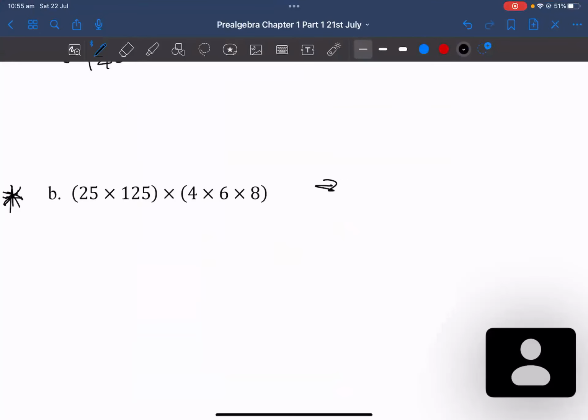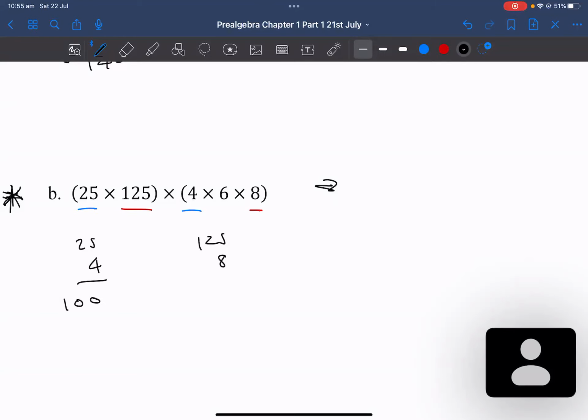So think of the pairs, right? For example, I'll pair 25 with 4. Maybe I'll pair 125 with either 6 or 8. I'm going to do it with 8 because I think that's a bit nicer, but even if you do 6, it's not too bad. Okay. 25 times 4 is 100, right? Yeah.